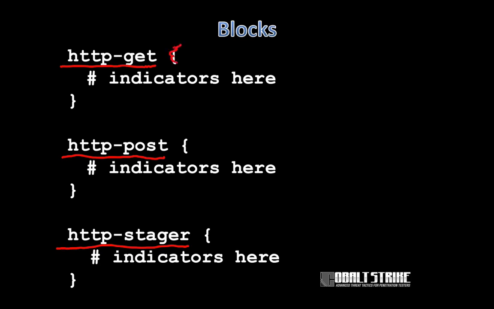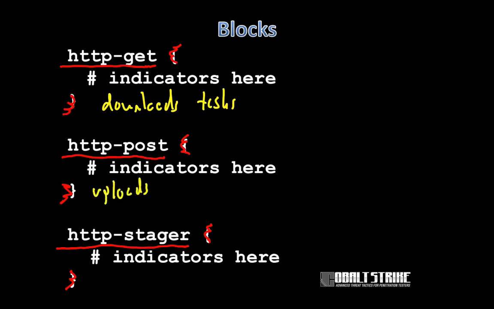So that's why we have blocks, is to allow you to easily group the indicators related to these aspects of what Beacon does. So for example, the HTTP GET block is how Beacon downloads its taskings, downloads tasks. The HTTP POST block controls how Beacon uploads output back to the Cobalt Strike team server. And the HTTP Stager block shapes the content of the staging process.